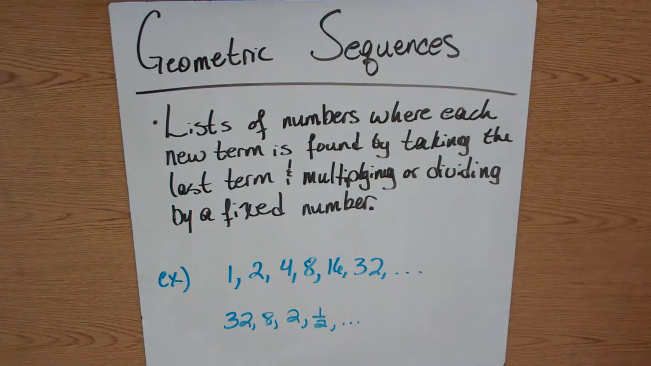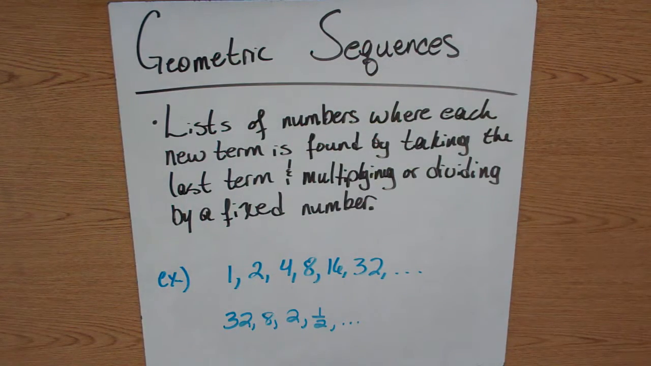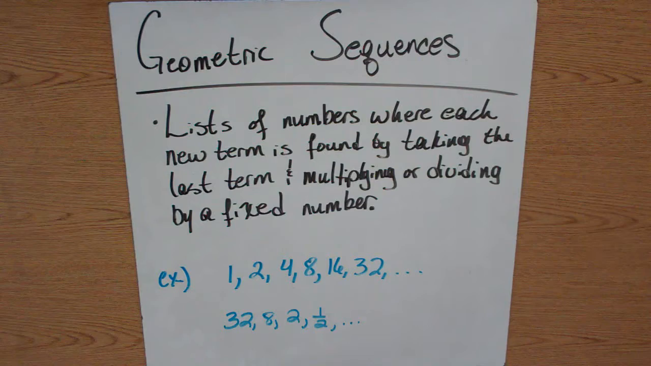Alright, this video is about geometric sequences. We've moved from arithmetic, which was adding and subtracting, to geometric. The only difference between the two is that in geometric, you're multiplying or dividing by a fixed number. A geometric sequence is a list of numbers where each new term is found by taking the last term and multiplying or dividing by a fixed number.